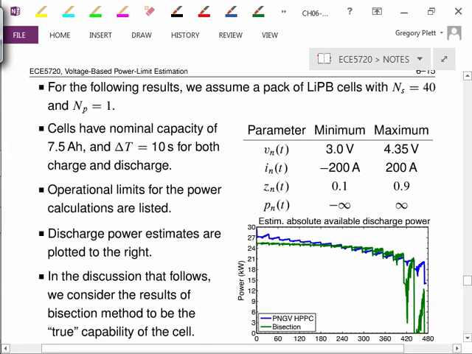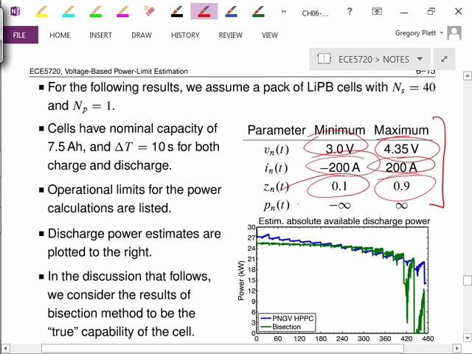For the test that we were doing, we were assuming a pack of lithium-ion cells with 40 cells in series and one cell in parallel. The cells had a nominal capacity of 7.5 amp hours, and our prediction horizon was 10 seconds. The table shows the operational limits that we were looking for: a minimum voltage of 3 and maximum of 4.35 for this cell, the lowest current of minus 200 amperes, maximum of 200, minimum state of charge 10%, maximum 90%, and then there were no specific design limits on power itself.